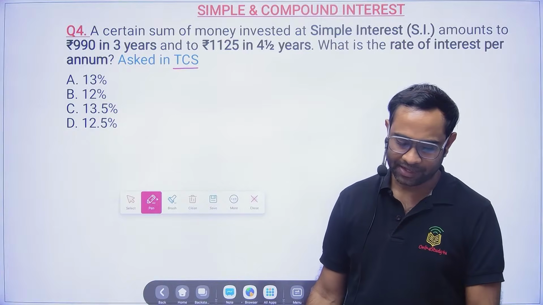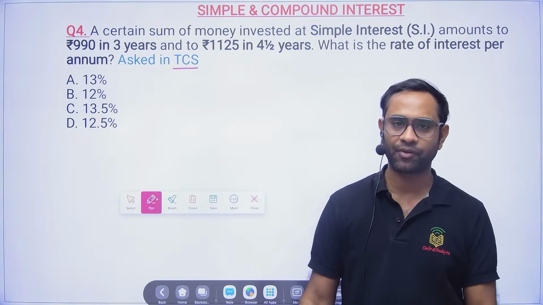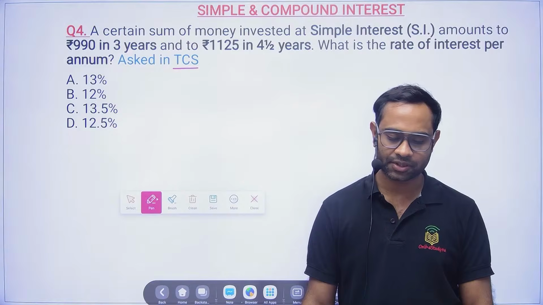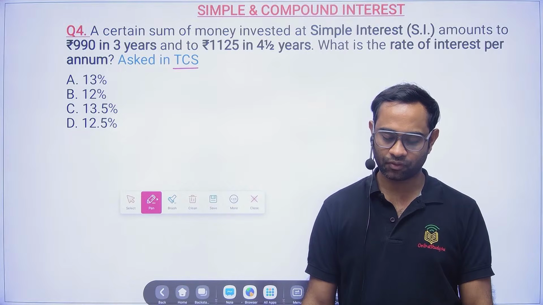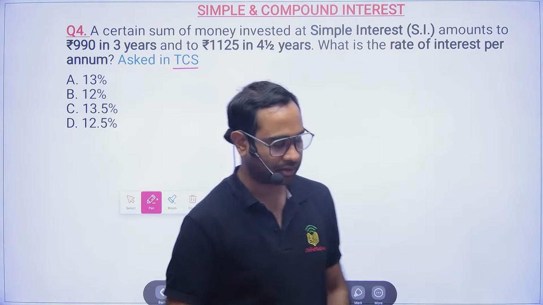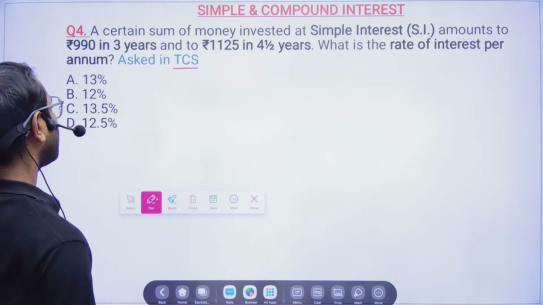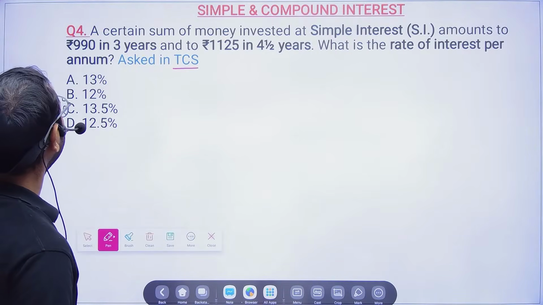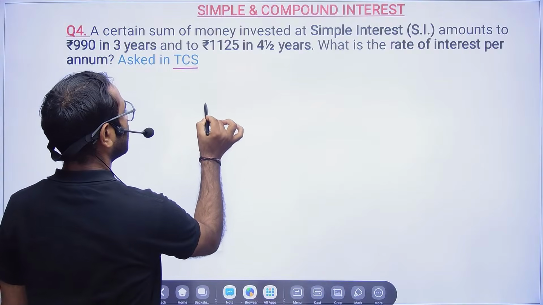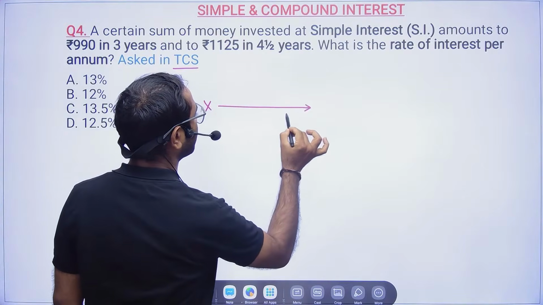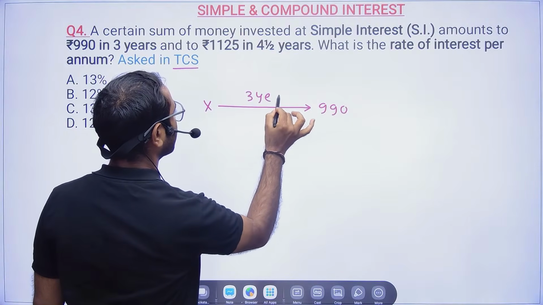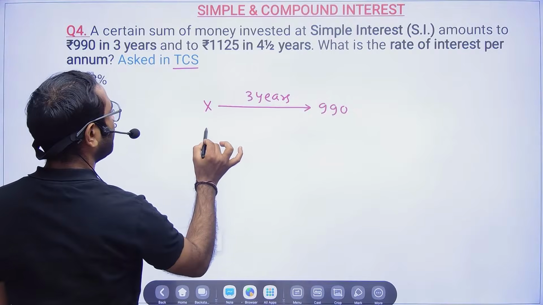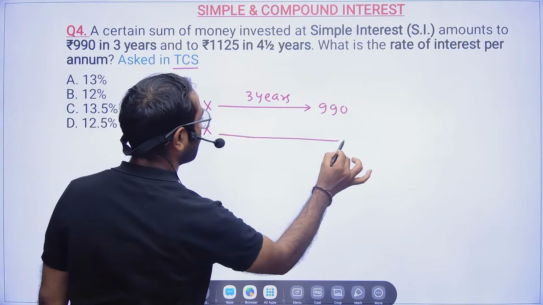Okay, now let's see. I did not get an answer from any one of you. That means the level of the questions is now good, correct? Now it is more than 1 minute 20 seconds. Let's see then. So what they're telling: a certain sum of money invested at simple interest amounts to 990 rupees in 3 years. So if you are investing x rupees, it becomes 990 in 3 years, correct? And the same, if you are investing it for 4.5.